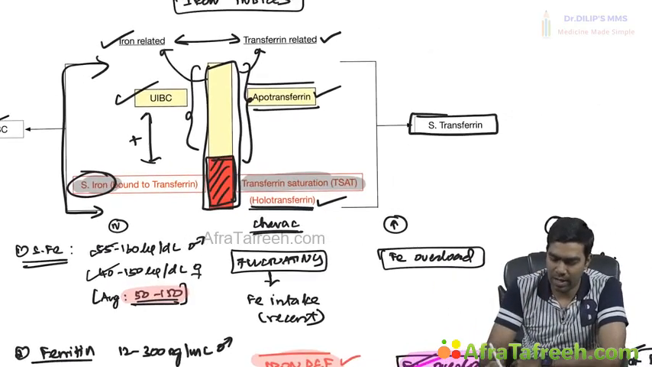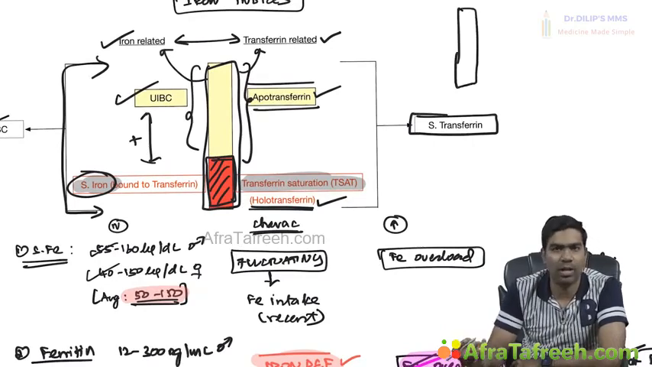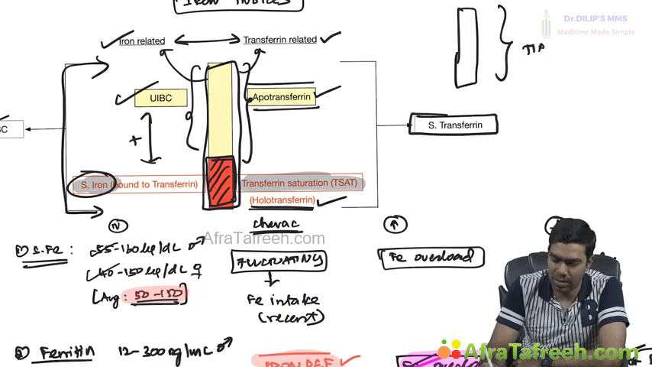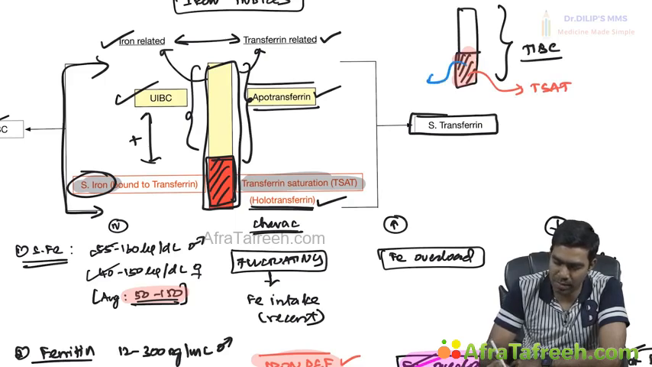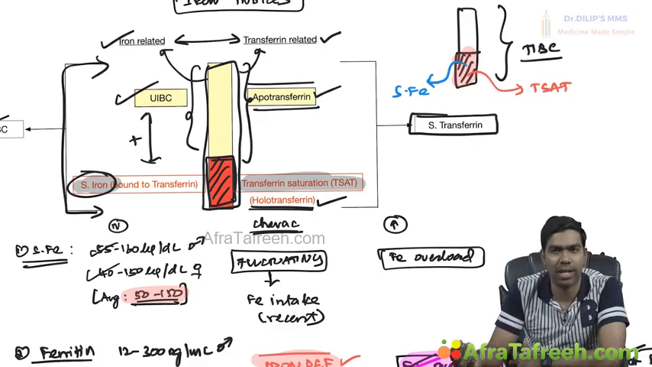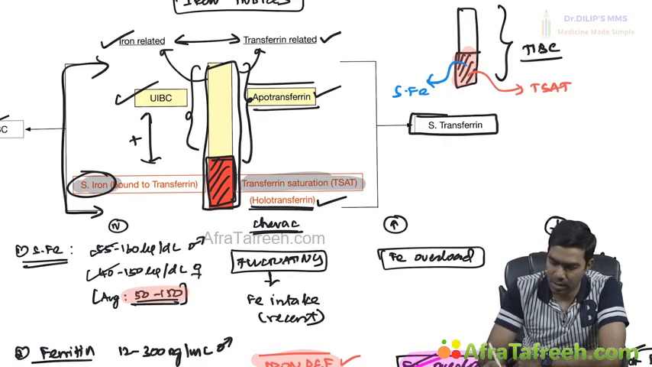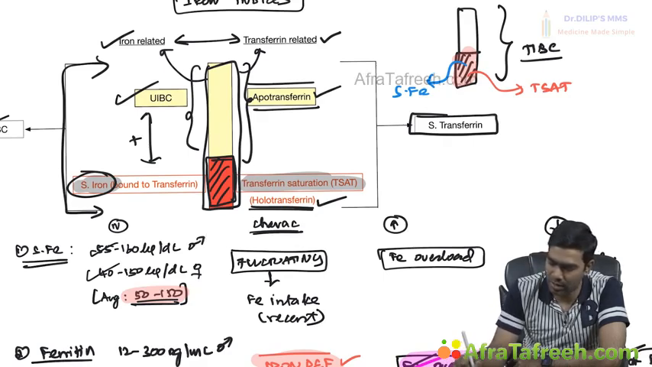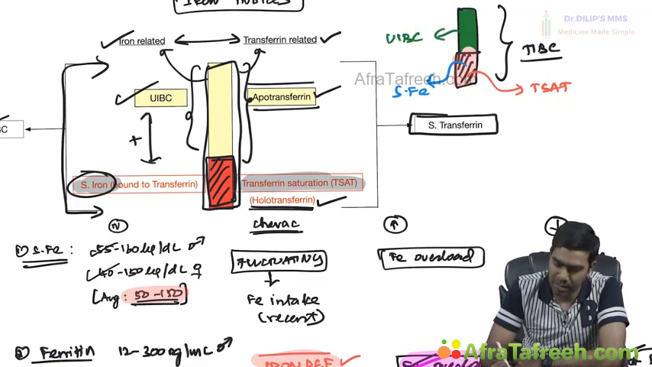So if you have the entire transferrin, if you take the total transferrin, this is the TIBC, which is the total iron binding capacity. How much of it is bound with iron becomes the transferrin saturation. On the other hand, that also becomes the serum iron, because all the serum iron is carried through transferrin only. The remaining is going to become the UIBC, the unsaturated iron binding capacity.